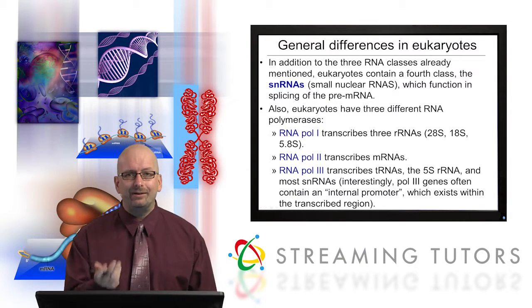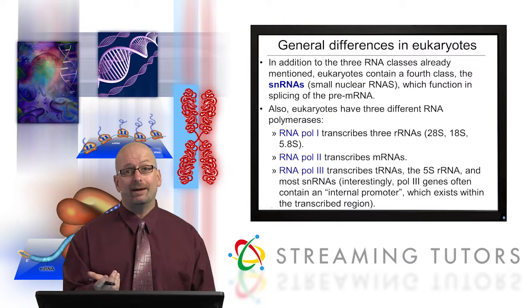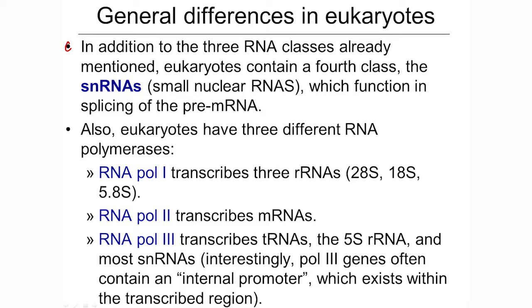So anyway, let's just look at some basic differences between what we've said and eukaryotes. Again, sorry to keep saying this, but I can't know how much it's going to be emphasized in your particular class. But aside from the three classes that we just mentioned, in other words, eukaryotes do have rRNA, tRNA, and mRNA, they also have another group called snRNAs, small nuclear RNAs. And they function in RNA splicing, which we're going to talk about in the next session. But RNA splicing doesn't occur in bacteria, it only occurs in eukaryotes, so that's what the small nuclear RNAs are. And they're small and they're in the nucleus. Makes sense, right?